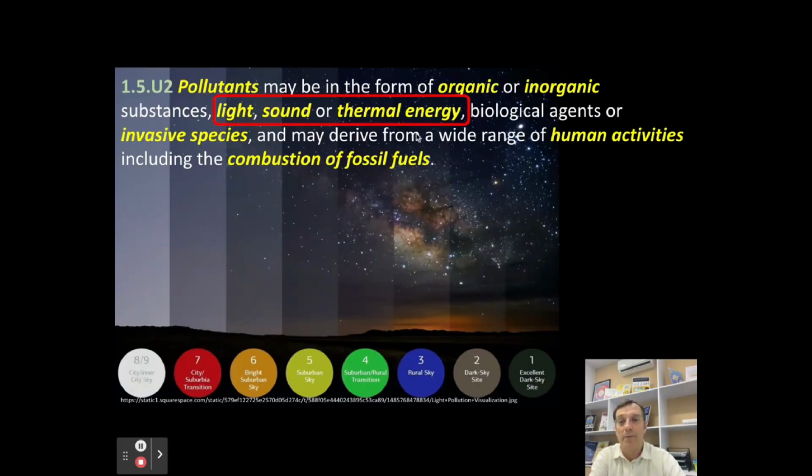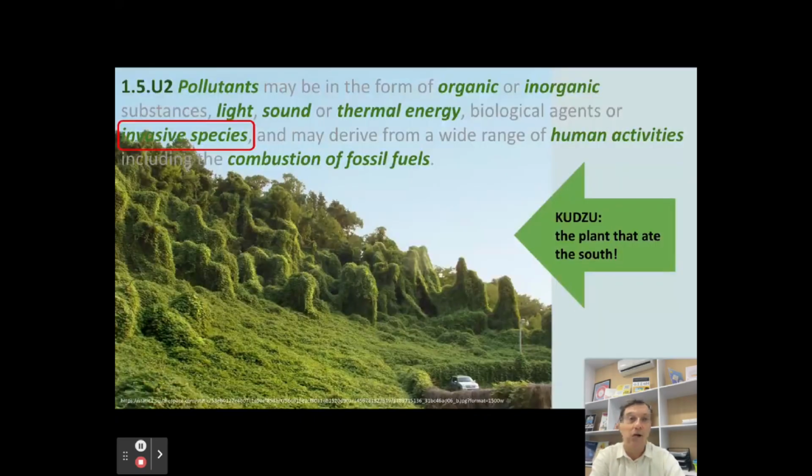We also may add excess heat, generally in the form of hot water, to aquatic environments, and that will change the temperature range for the organisms that live there and may push them beyond where they're comfortable or capable of surviving regularly. Another pollutant, and a lot of people don't think of this as a pollutant, but it is, is when humans bring in invasive species.